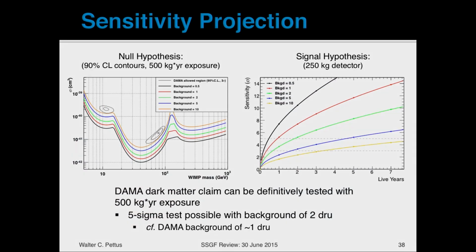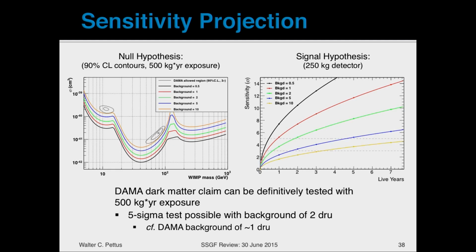So I'll try to wrap up. What can you do with these types of backgrounds of the sort of 2 to 3 DRU level? So 2 is at the green level on these curves. If you assume that DAMA measured something real that we can measure, then you want some sort of 5 sigma test of their experiment. You can achieve that within 2 years of running at 2 DRU background.